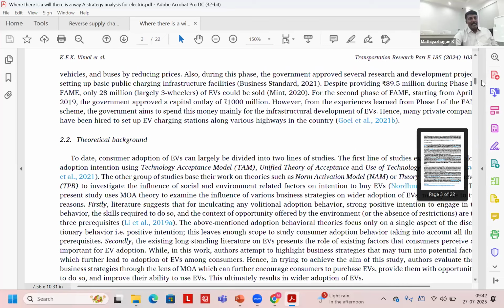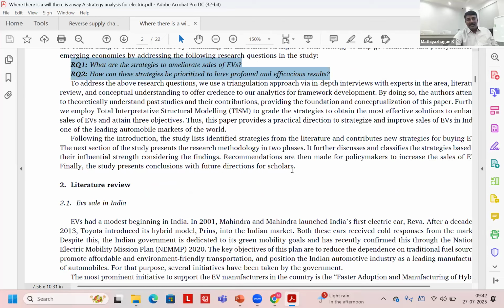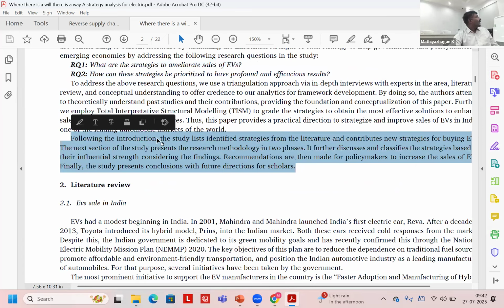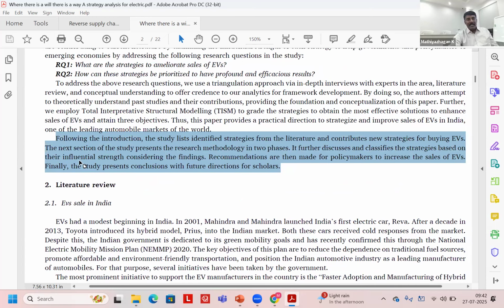Okay, this is the idea completed. Now, what are the other sections which I'm going to do? See here, read. Following the introduction, the study lists the strategies identified from the literature review and contributes to new strategies for buying electrical vehicles, EVs. The next section presents the research methodology in two phases. It further discusses and classifies strategies based on their influence and strength, considering the findings. Recommendations are then made for the policymakers. That means I'm giving some kind of roadmap of how I'm going to achieve it.